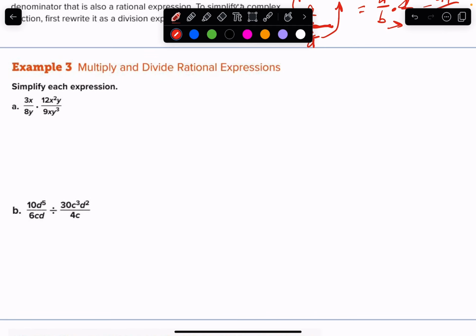I'm going to do top times top, bottom times bottom. I'm going to show you this in 2 different ways. First one is multiply, then reduce. And then the second way I'll do it will be reduce, then multiply. So I'm going to go over into this space right here.